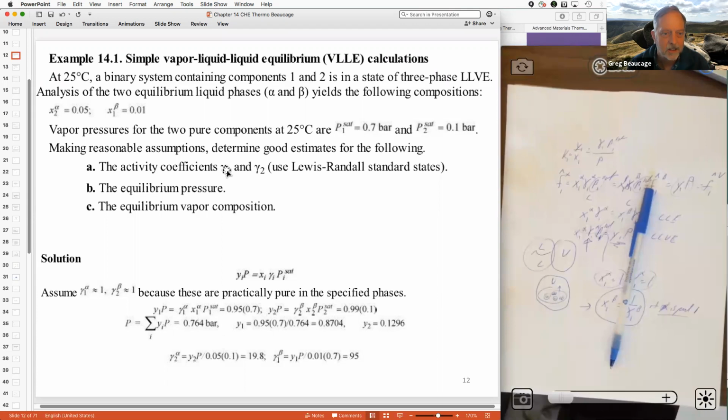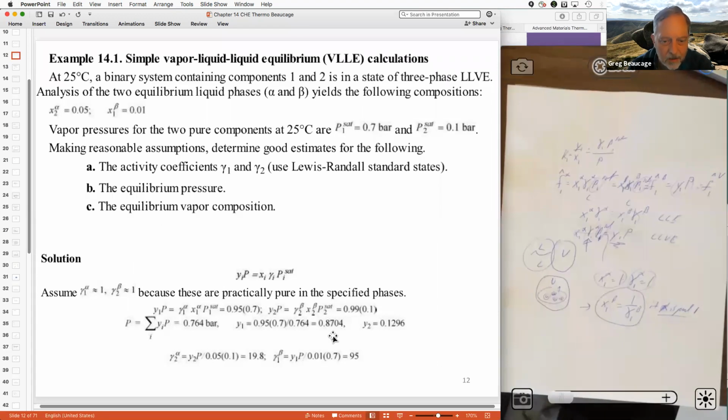And then once you have the composition and the pressure, then you can get the activity coefficients. Basically it's y over x times p sat, right? y2 p over x p sat, because the gamma is 1. Gamma 1 alpha is 1, so the gamma 2 alpha you get 19.8, and then gamma 2 beta is 1, so the gamma 1 beta is y1 p over x p sat times x1 for the beta phase, right?